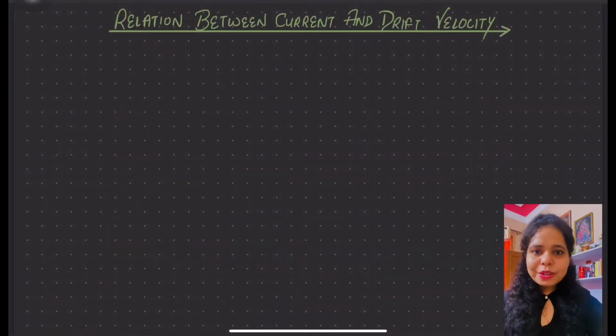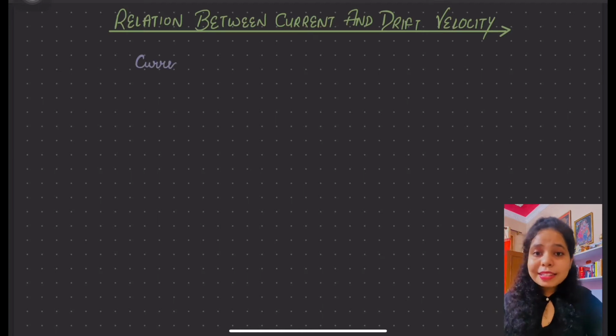This is Unit 2 Current Electricity, and today we are going to develop the relation between current and drift velocity, that is the velocity with which electrons drift from one end of the conductor to the other end. So let us define the value of current.